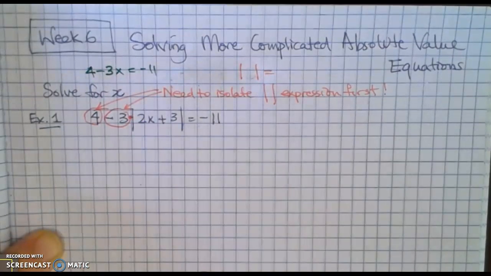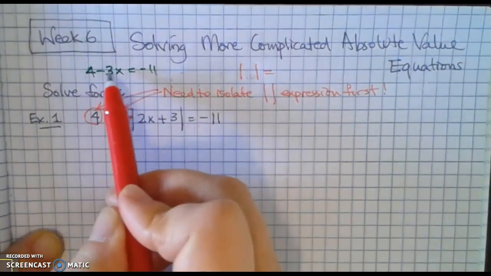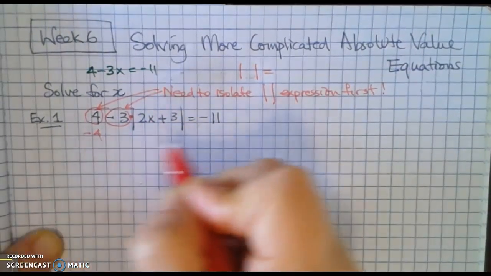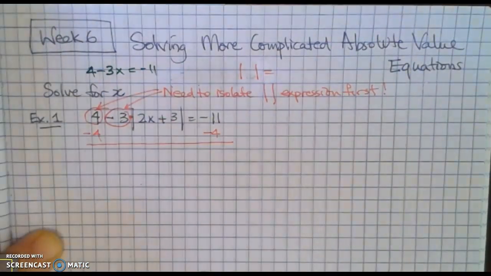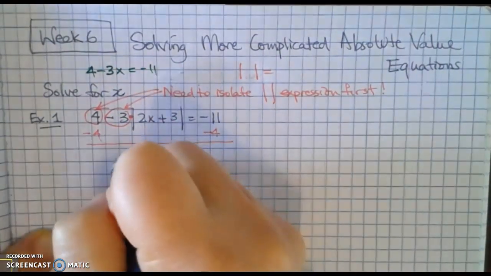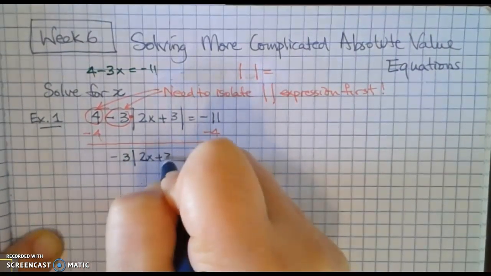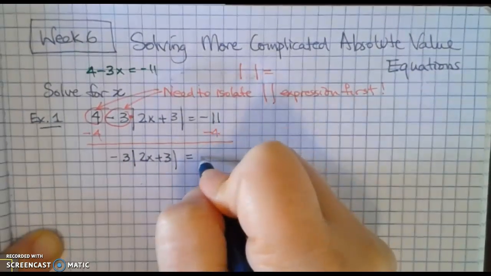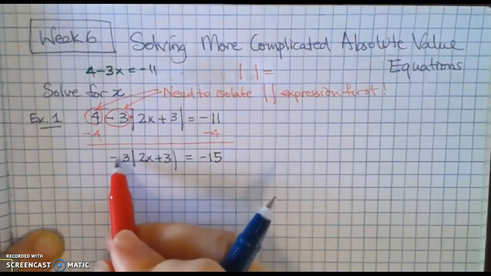So in this case, what did you do? You would try to subtract 4 first to get rid of that 4. So we're going to get rid of 4 from both sides of the equal sign by subtracting 4, which leaves us with negative 3 times the absolute value of 2x plus 3. Negative 11 minus 4 is negative 15.